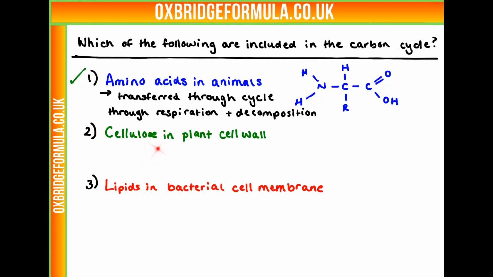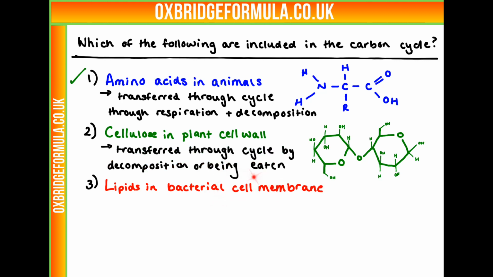So moving on to cellulose. Again, think about what cellulose is made from. I've drawn another little structure here. You don't really need to know this, but we can see that it's made up of these repeating sugar units. And sugars are made out of primarily carbon, so it's definitely got carbon in it. And again, how is this going to be transferred to different things in the cycle? Well, again, it's going to be made by decomposition, same as animals, through decomposers in the soil, or being eaten by animals. So again, that's another way it can enter the cycle. We're going to tick that one off as well.